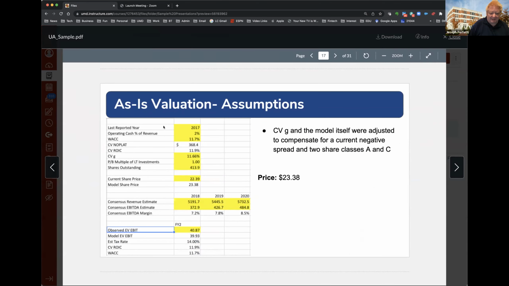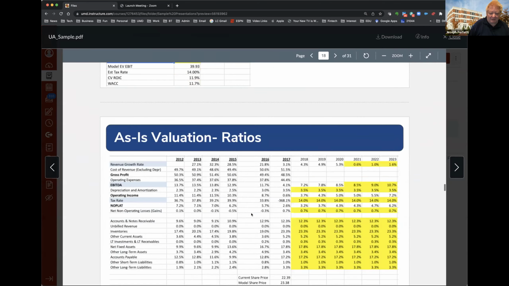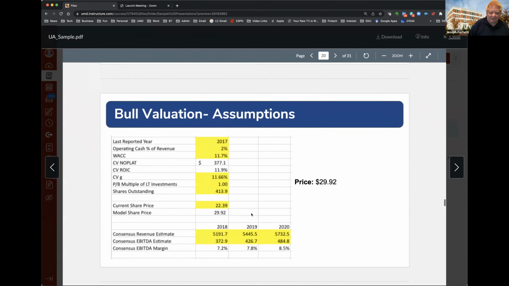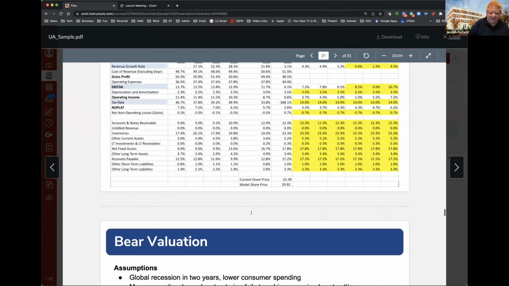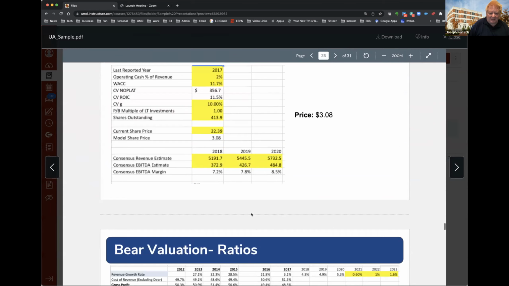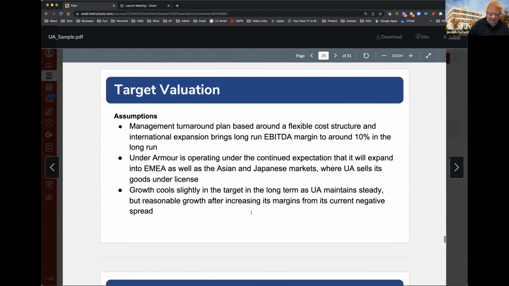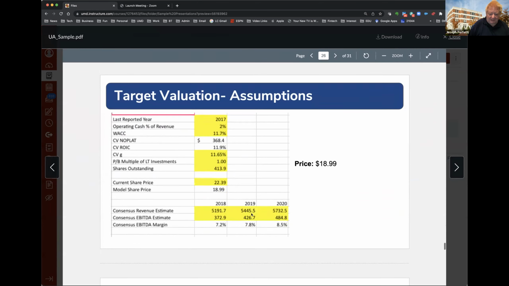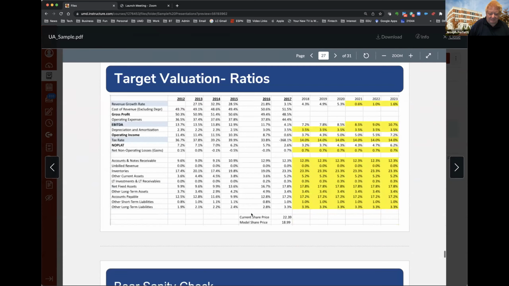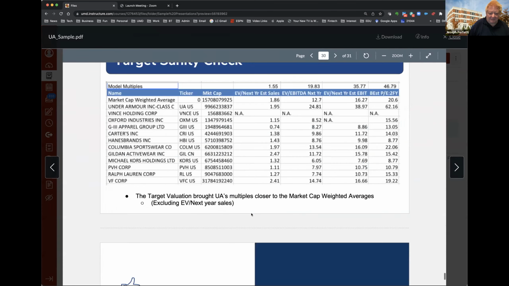And then again, same idea. Here's our changes for as is and why we changed them. Here's our changes for a bull and why we changed them. Here's our bear and why we changed them. And then here is the target and why we ended up where we did. Okay. Again, you're not having to do the sanity check.